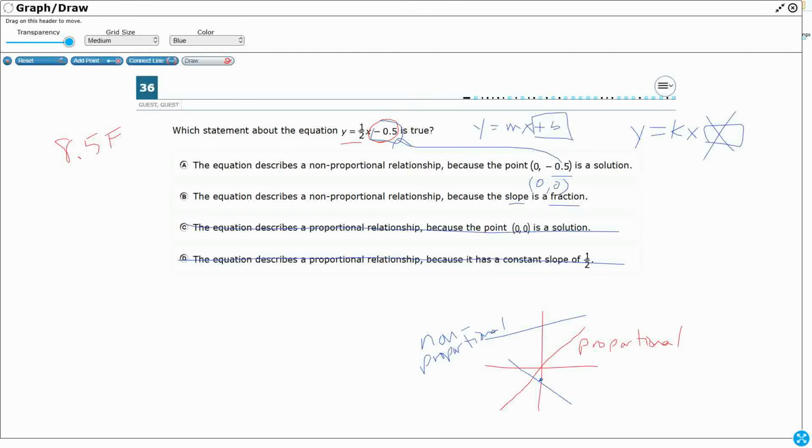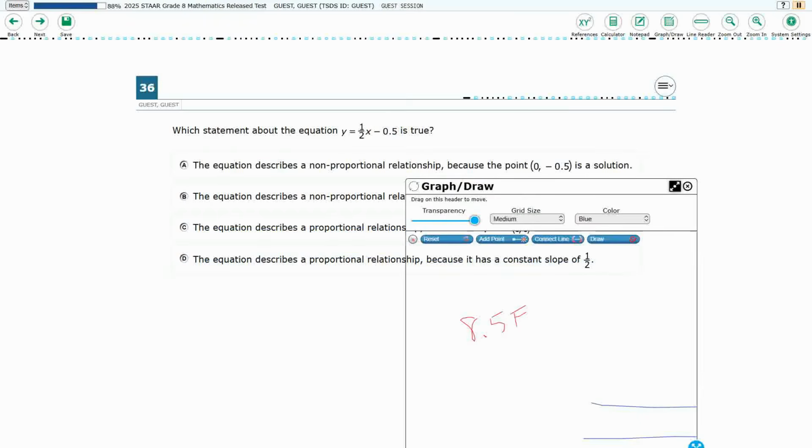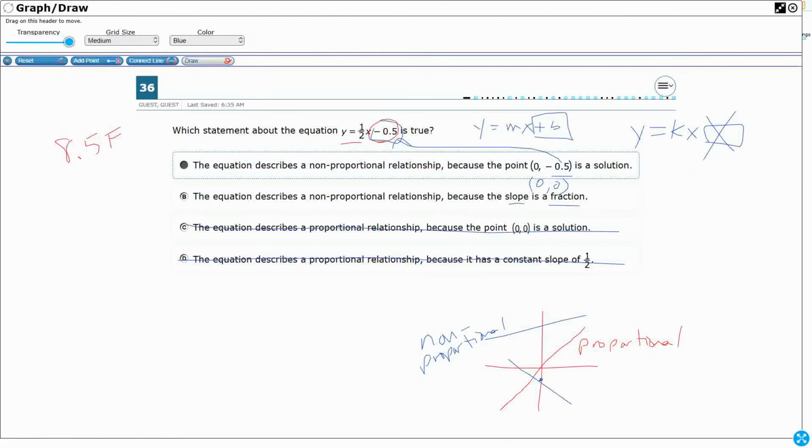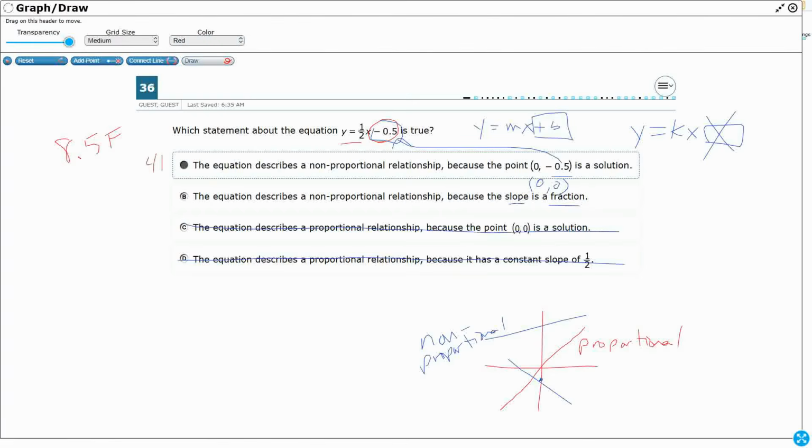So this comes down to a definition, just like the problem a few problems ago about what is the definition of a function. Do we know what is the definition of a proportional graph or a proportional equation? So our answer here is A, and yet only 41% of our students were able to get this. 27% of our students chose D, and they thought because it had a constant slope of 1/2, so that fraction really kind of threw them off.